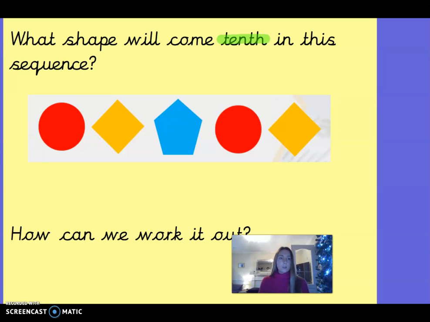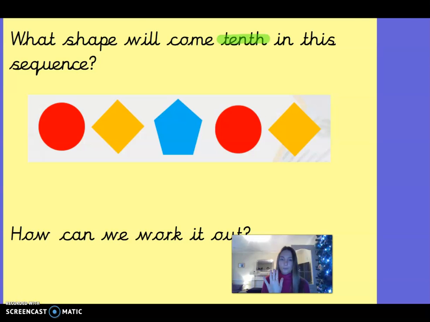So we can see already we have got 1, 2, 3, 4, 5. We want to find out the 10th shape. So you're going to draw the next 5 to work out which is the 10th shape in this sequence. So on your same piece of paper, can you draw the next 5 shapes to find out the 10th of this pattern?